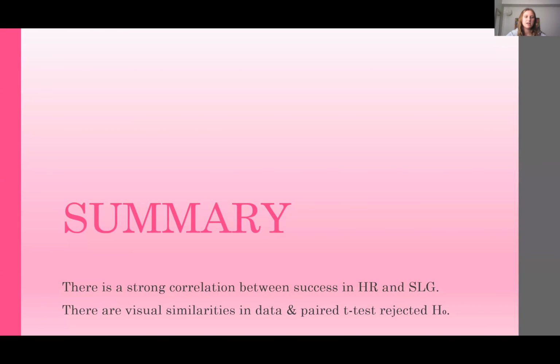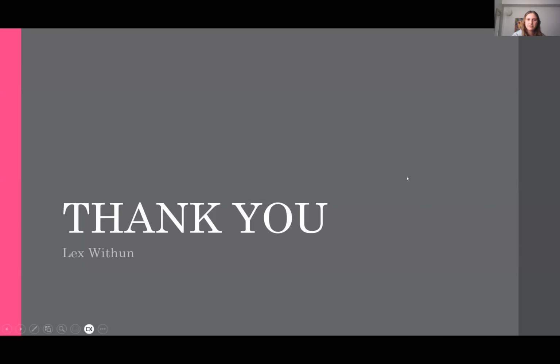So overall, what I learned from this data project and this research is that there is a strong correlation between the success in home runs and in slugging percentage for players in the major leagues, since there are visual similarities in the data, and the paired t-test rejected the null hypothesis. And that is the end of my presentation.